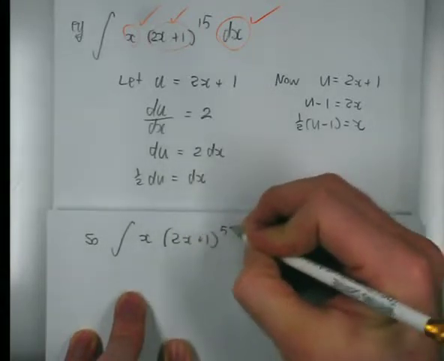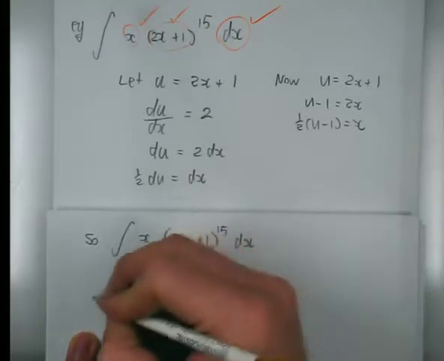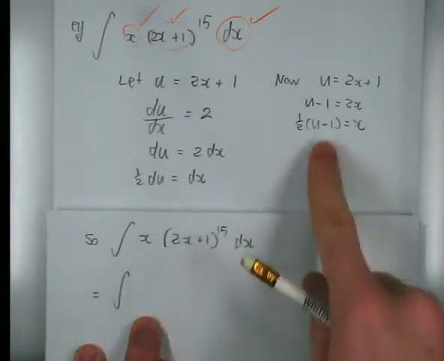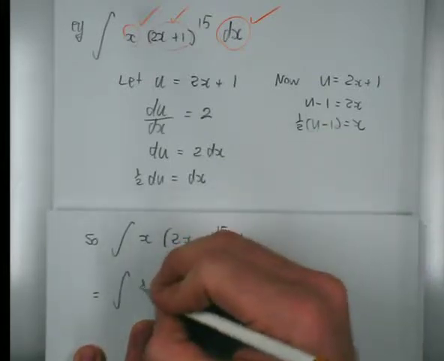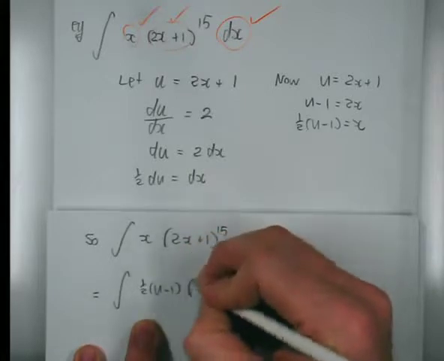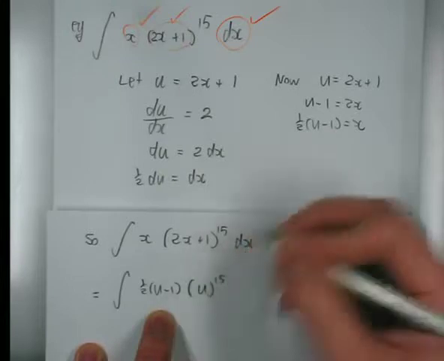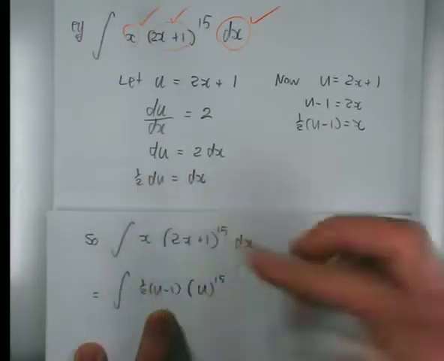And the other reason is, it helps me to remember what I'm doing. Because I can go to each piece of this and replace it. The x is replaced with half of u minus 1. The 2x plus 1 is replaced with u. The dx is replaced with a half of du.